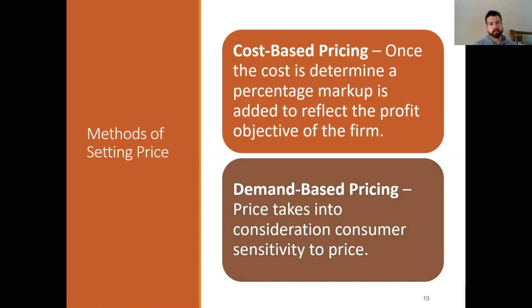Next thing is looking at methods of setting price. So once you have all that previous stuff lined up, distribution methods and policies, you want to figure out how to price your product or service. There's a few different methods to that, and this can be true for many different products and services. Cost-based pricing: once the cost is determined, a percentage markup is added to reflect the profit objective of the firm.